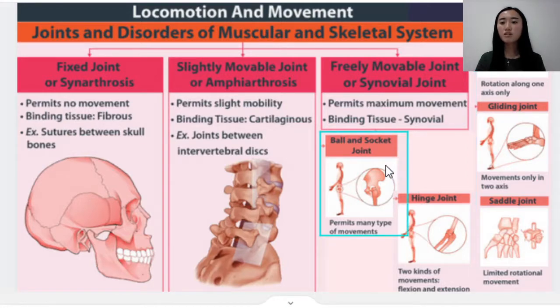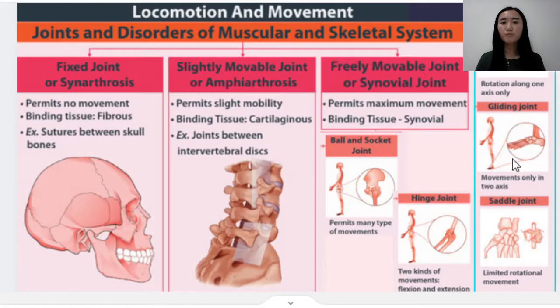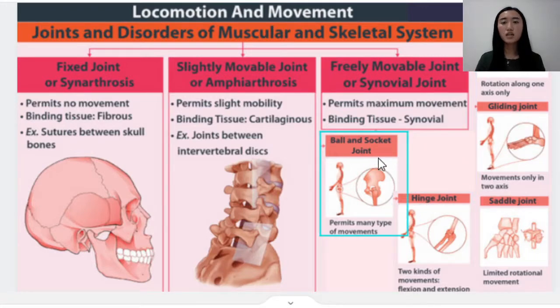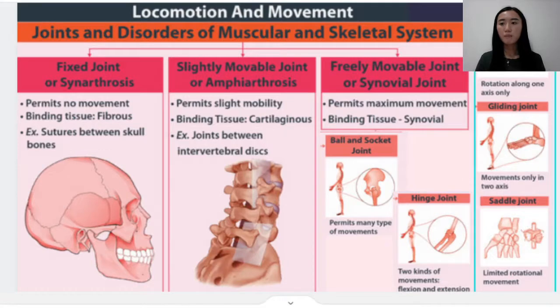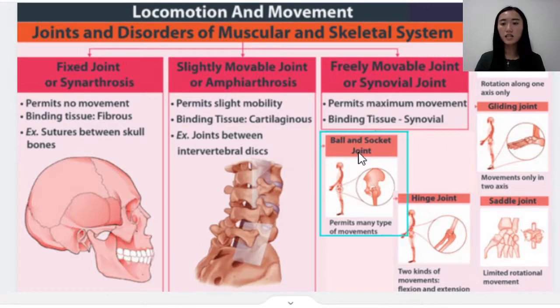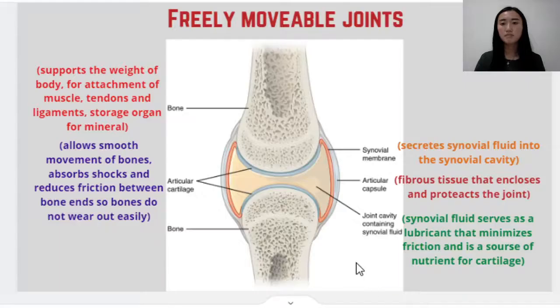There are 5 types of freely movable joint. There are ball and socket joint, hinge joint, pivot joint, gliding joint, and saddle joint. However, in your syllabus, we only focus on the ball and socket joint and also the hinge joint. We will look at the details in the next few slides.